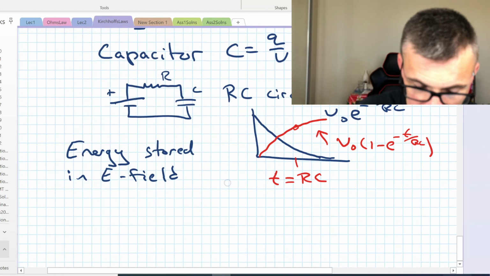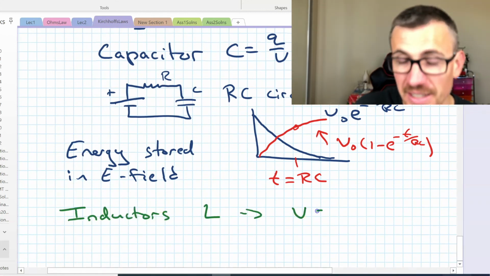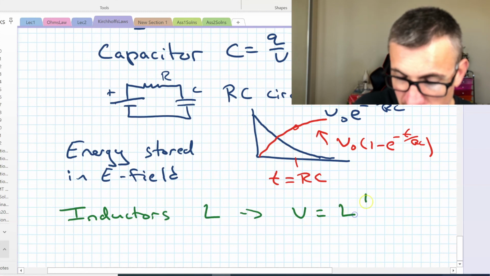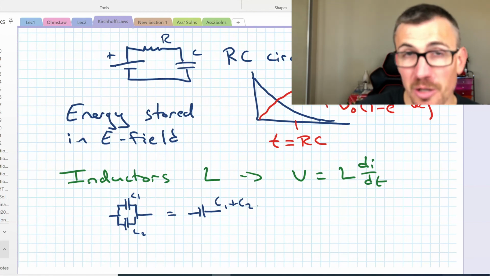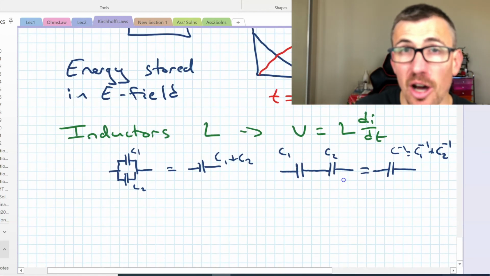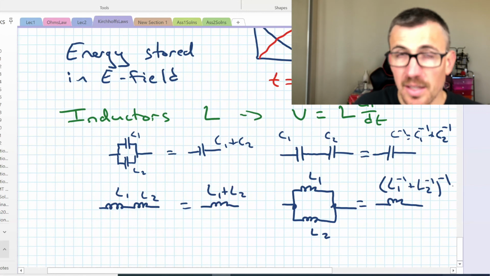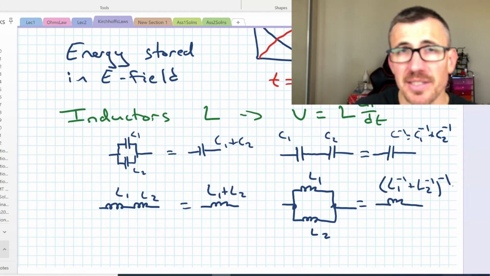We also had inductors, and the inductor had the defining equation V is equal to L di by dt. Parallel capacitors yield a larger capacitance, and series capacitors yield a smaller capacitance. It's just the opposite for inductors. And we'll talk about applications of these and how to think of them in terms of continuously changing voltages in the next lecture.